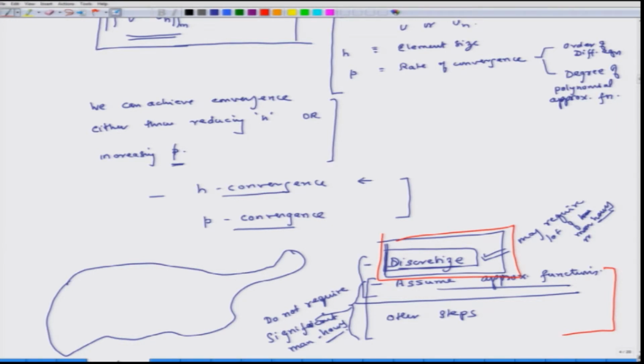So, if I have to do h convergence, each time I have to mesh it again, and that requires a lot of man hours.